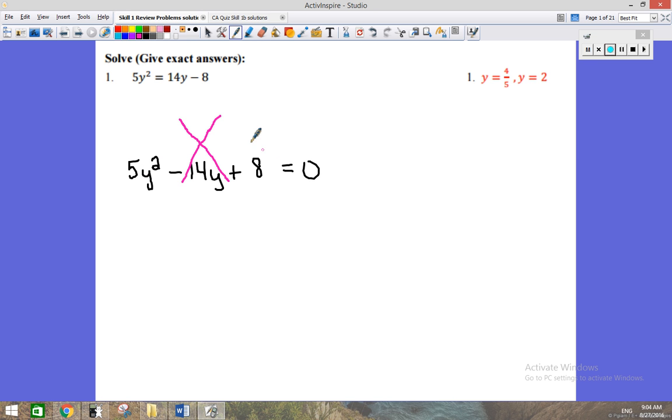Take the first term times the last term and place it on the top of this X. You draw your X over the middle term. Be careful if you have a negative sign that you don't draw it through the negative sign and accidentally later read it as plus 14y. So here are two numbers that multiply together to give me a positive number but add to give me a negative number. Both are going to be negative, and I believe that negative 10y and negative 4y do the trick.